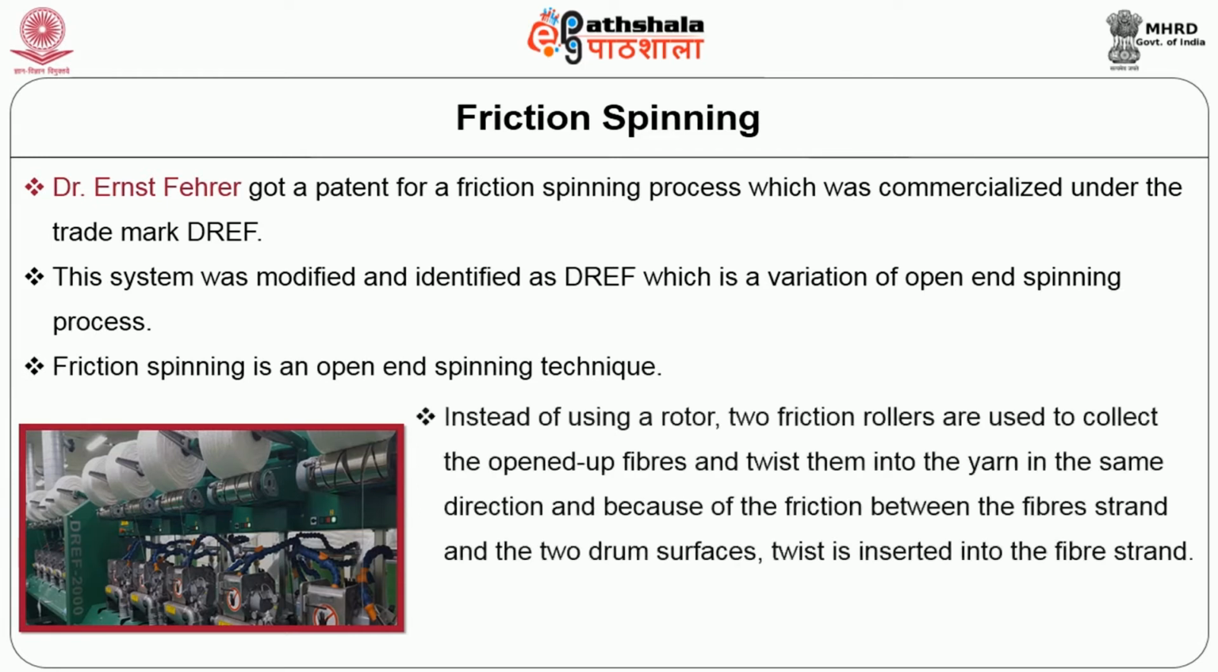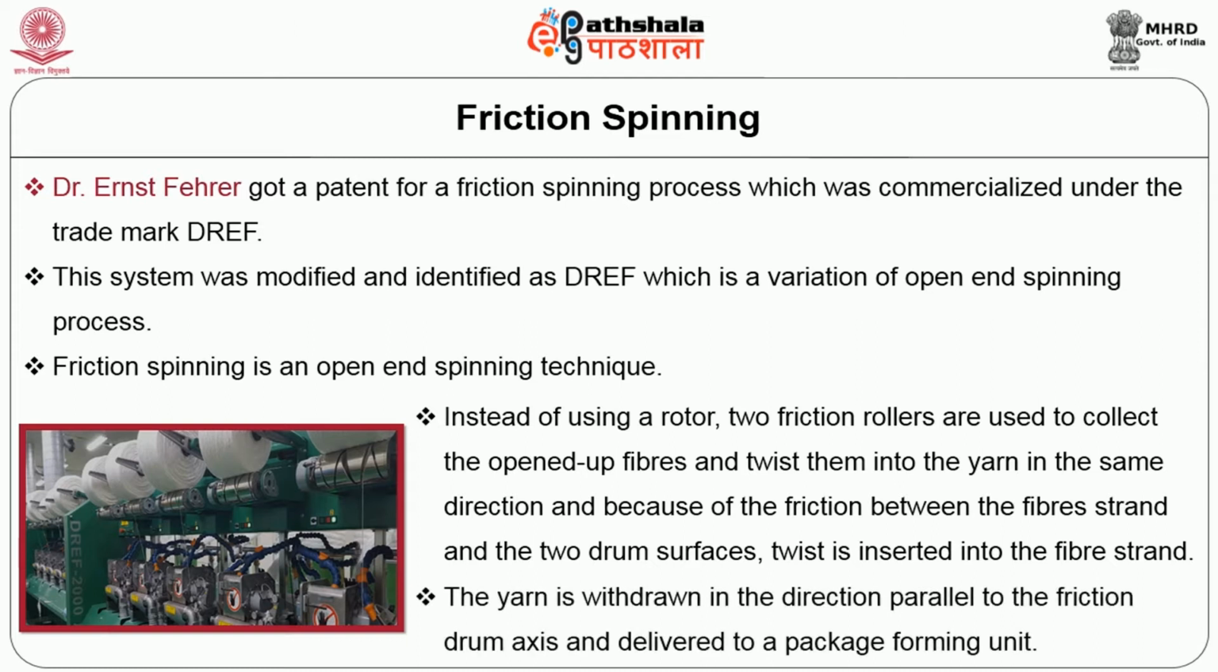Instead of using a rotor, 2 friction rollers are used to collect the opened up fibers and twist them into a yarn. Because of the friction between the fiber strand and the 2 drum surfaces, twist is inserted into the fiber strand. The yarn is withdrawn in the direction parallel to the friction drum axis and delivered to a package forming unit.